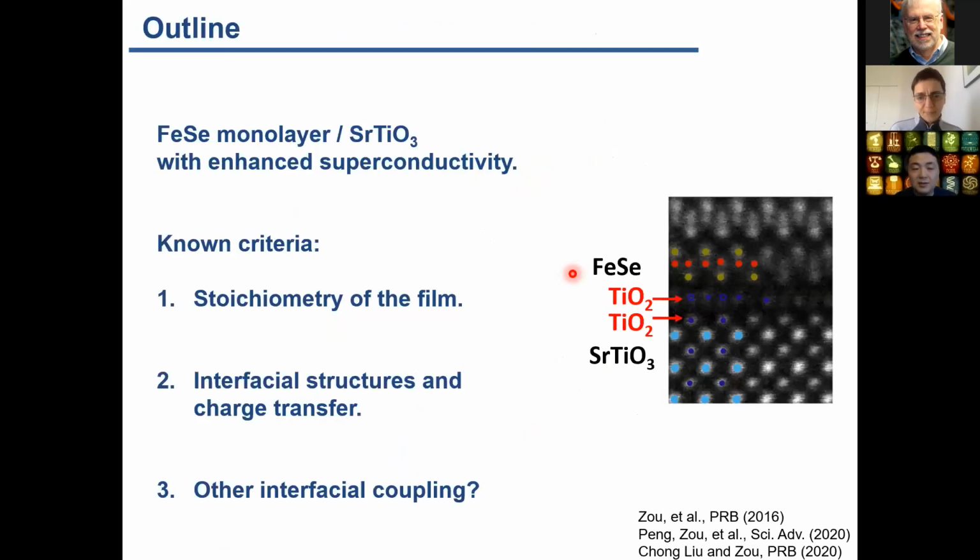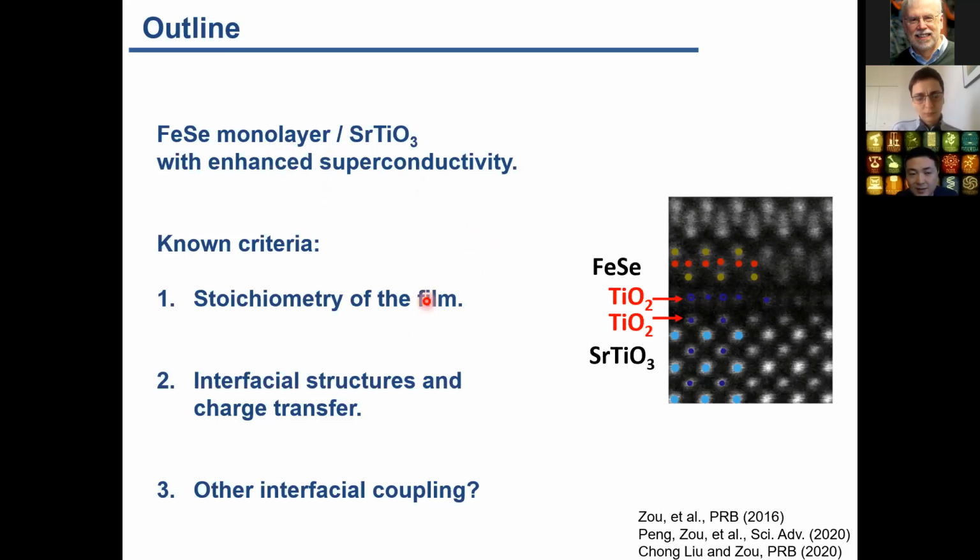So in my talk today, I'll be focused on these monolayers. Although people don't quite understand bulk iron selenide itself yet, as I said earlier, right now there is some evidence suggesting it's spin fluctuation caused superconductivity. But equally interesting is the enhanced superconductivity in monolayers, because the TC gets up by an order of magnitude. So what do we know so far about this enhanced superconductivity, and what are the criteria that lead to it?